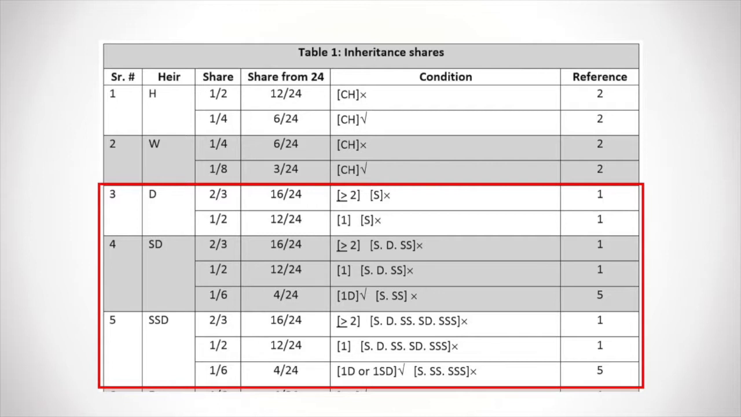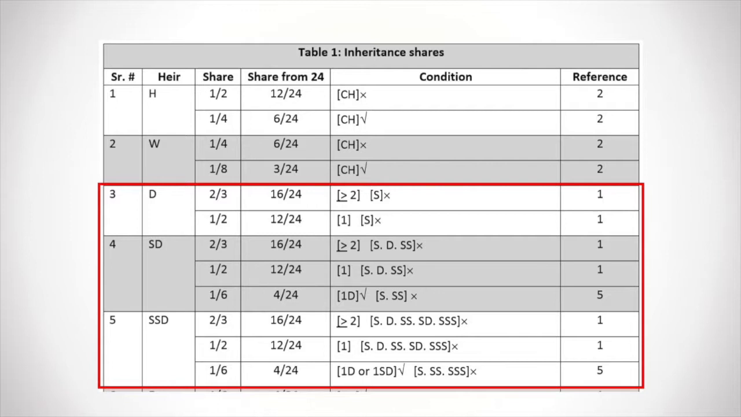The next line for the daughter is that if there's only one daughter and there is no son, then her share will be 1/2. Next relative is the son's daughter. So son's daughter gets 2/3 if the condition is there are 2 or more of son's daughters, there is no son, there is no daughter, and there is no son.